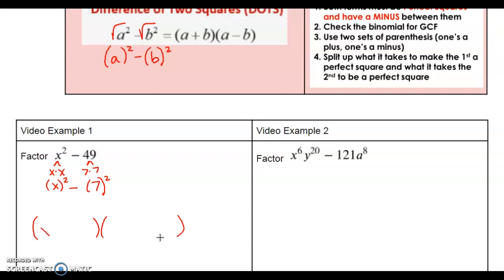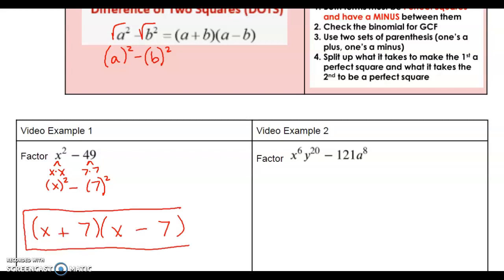Whatever's first inside this parenthesis goes first, and whatever's second goes second. And in order to get that negative in between, your signs are opposite. It doesn't matter which one you write first. Okay? So your factors should be the same, except opposite signs.